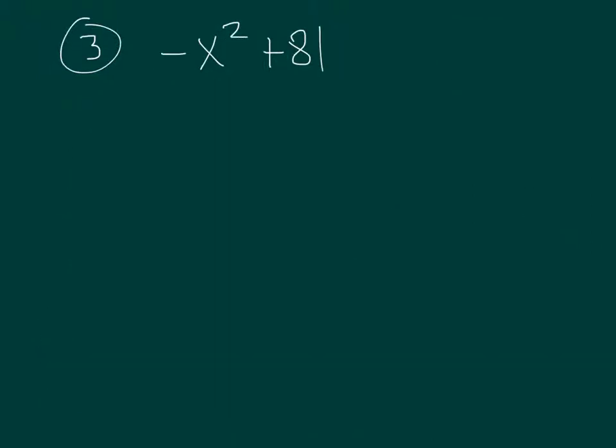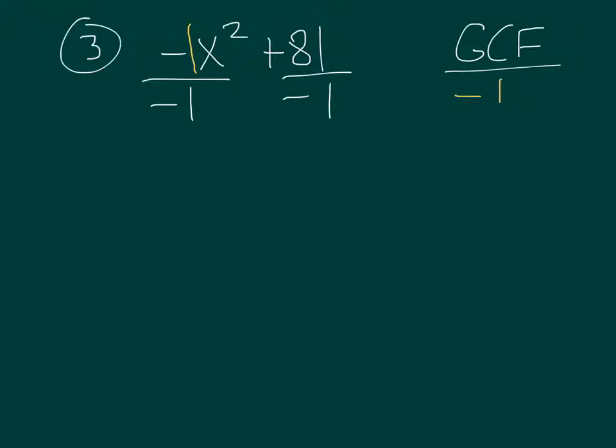Okay, here's our last problem. We have negative x squared plus 81. So for this one, our GCF, remember if there's no number written out in front of the x squared, it's a 1. So we have negative 1x squared plus 81. So our GCF for this one is negative 1. It's negative 1 because of this leading negative. If there's a leading negative, you're always going to divide by a negative number. And our GCF is just 1. So we're going to divide by a negative 1.